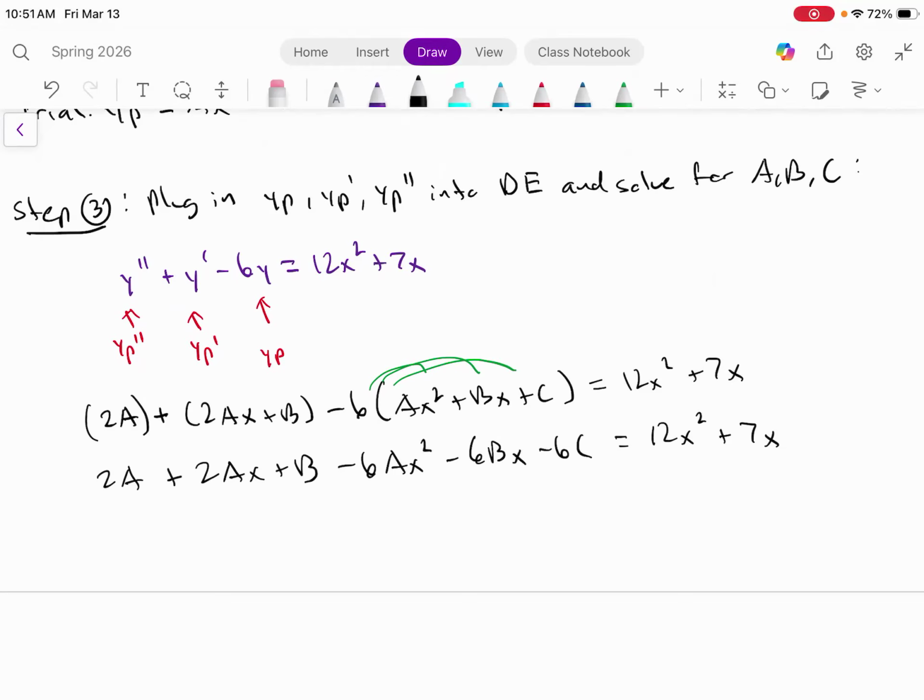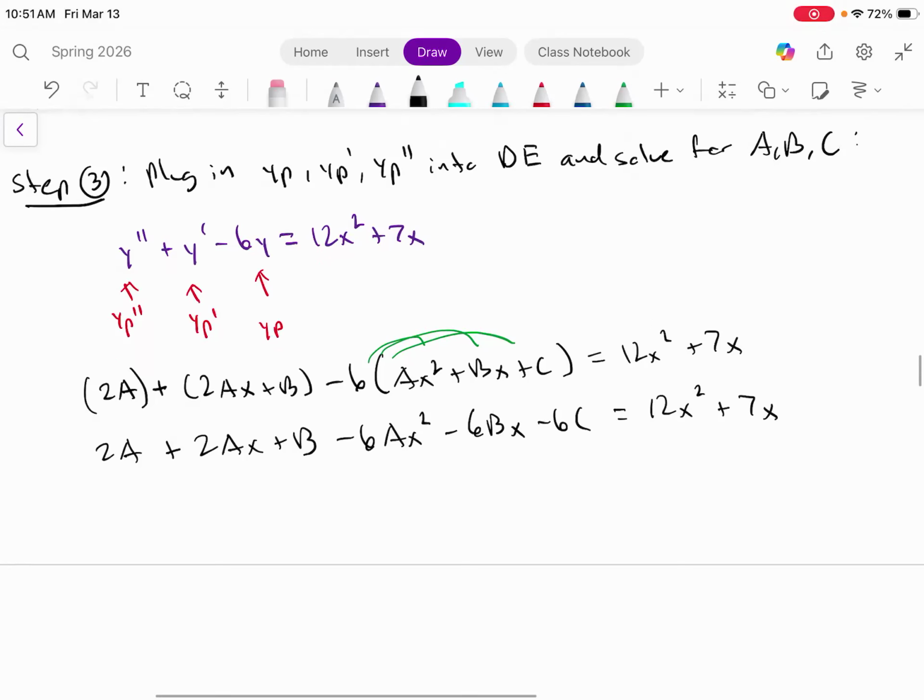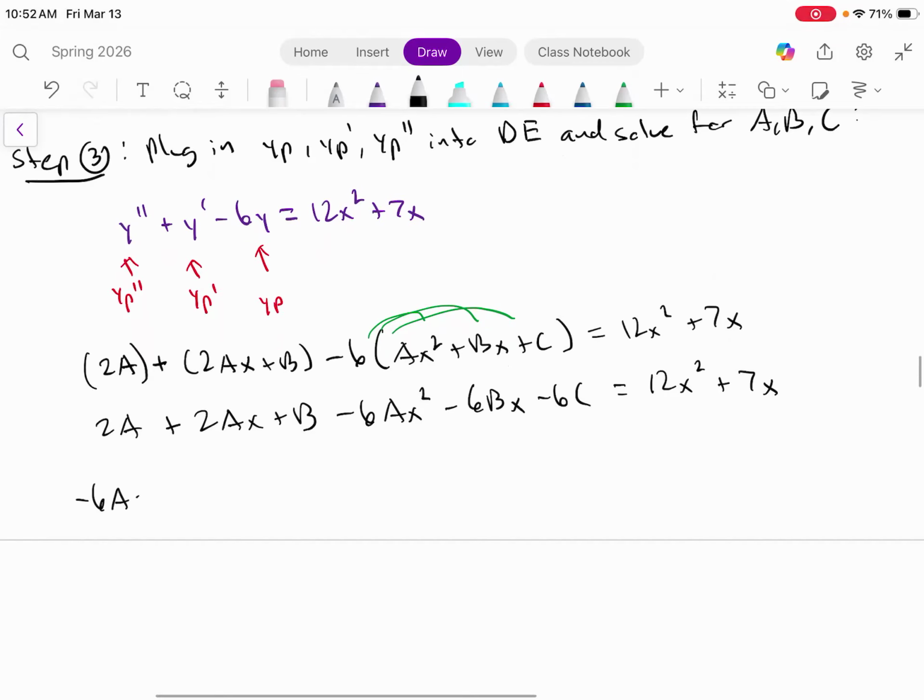Okay, so what I want to do now, in order to figure out what A and B are, I'm going to rearrange all of these terms to be with their respective variables. So I'm going to go x squared first, then the x's, then the constants. So I'm going to rearrange a couple of things. What this would look like is negative ax squared plus 2ax minus bx, and now the constant's 2a plus b minus 6c. And then the right-hand side still equals the same.